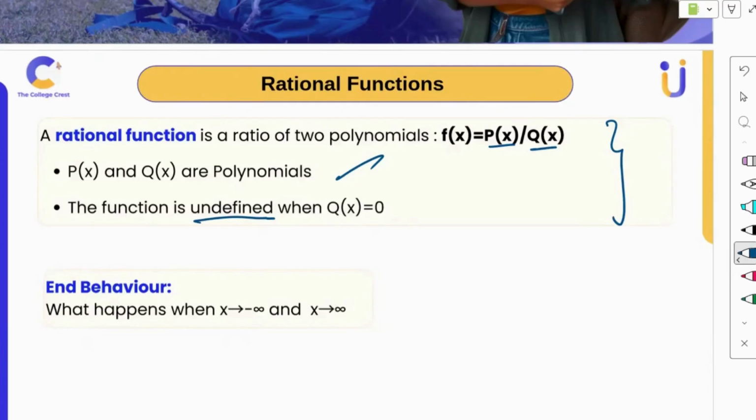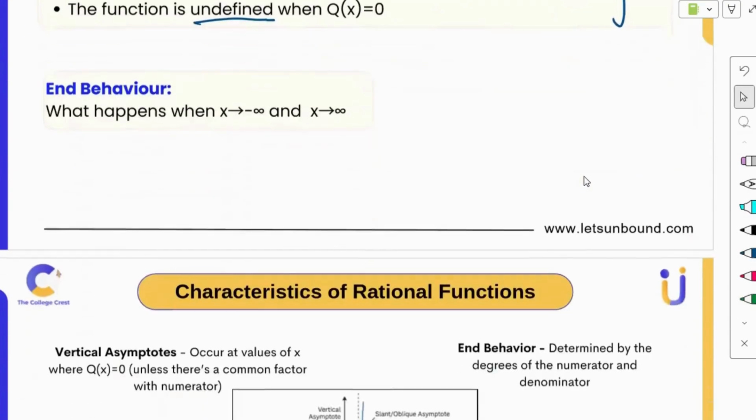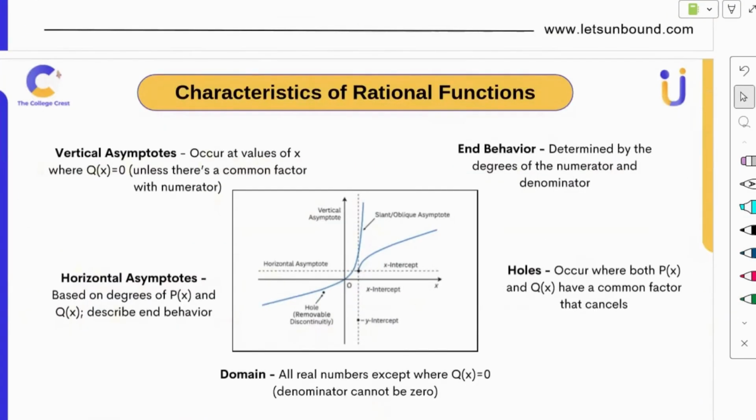And end behavior: we want to know what happens when x tends to negative infinity. What happens to the graph? Either it's moving up or moving down. And the same when x tends to plus infinity. So we are considering both ends. This is end behavior. Now, let's see the characteristics, a very quick review.